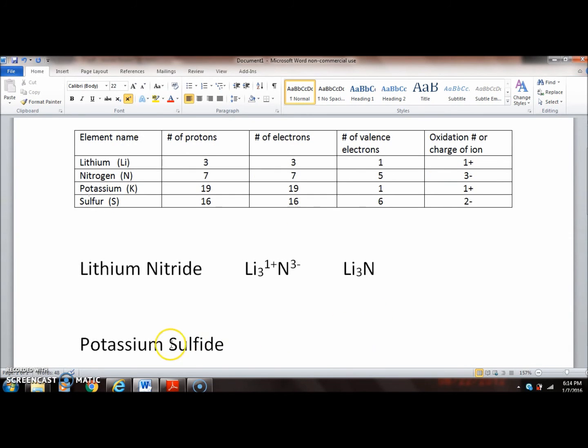Let's do one more. We have potassium sulfide. So that's going to contain the element potassium, which is atomic symbol K, and the atomic symbol for sulfur is S. So the next thing we want to do here is put our oxidation numbers in. And according to our list, potassium is a 1 plus charge. Sulfur is a 2 minus charge. And we're going to make these superscripts.